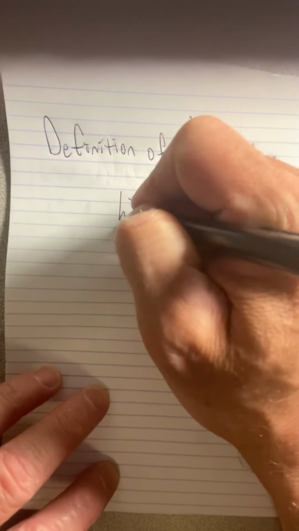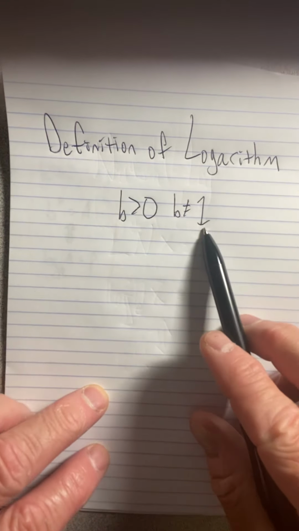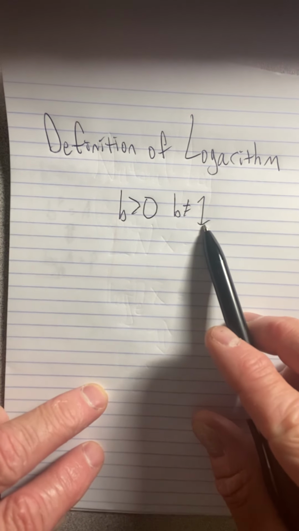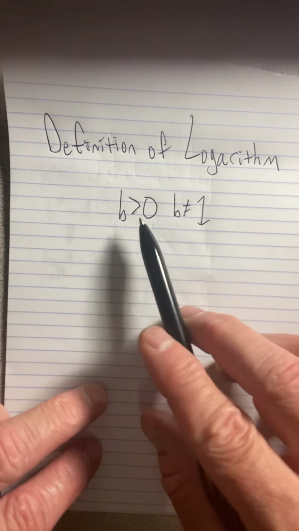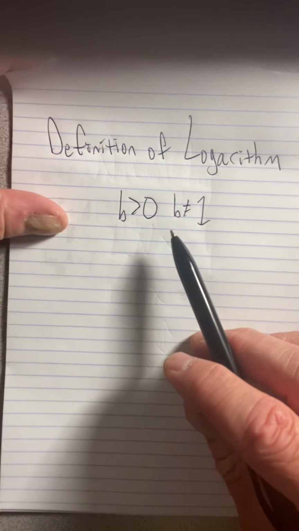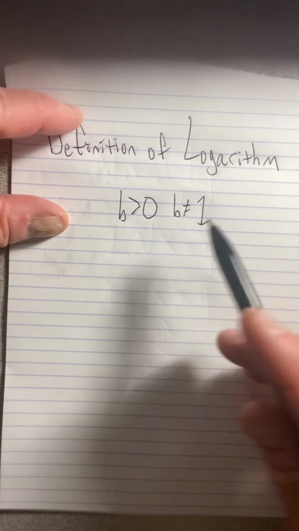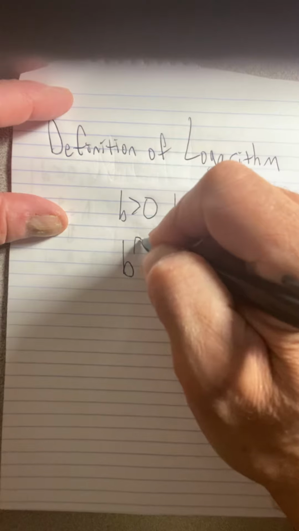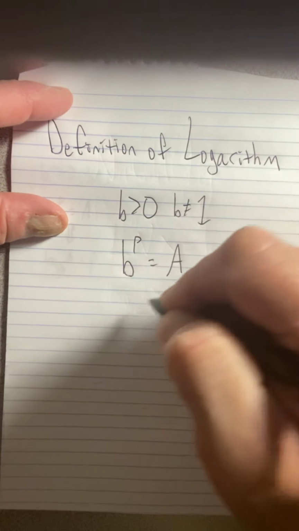If b is a positive number and it's not 1, so it's either a number larger than 1, like say e, or pi, or 2, or 200, or it's smaller than 1 but positive, like say a half, or a third, or 7/8, then b to the exponent has some output.